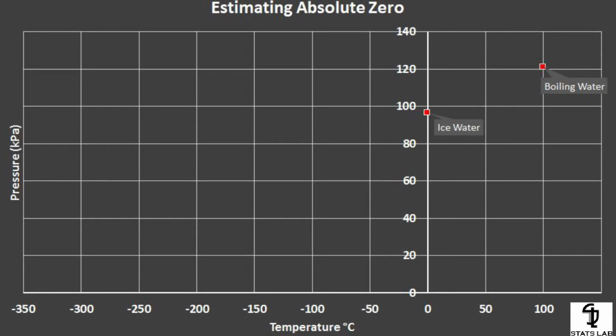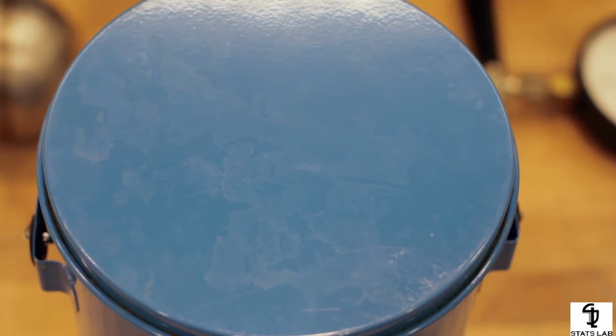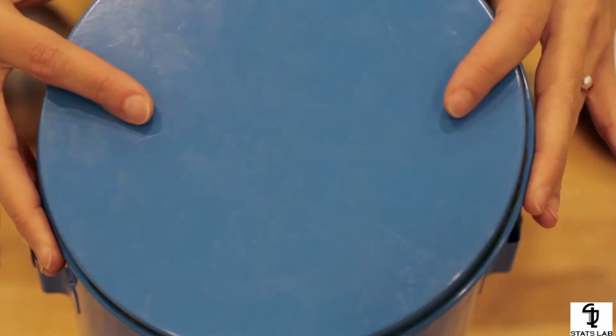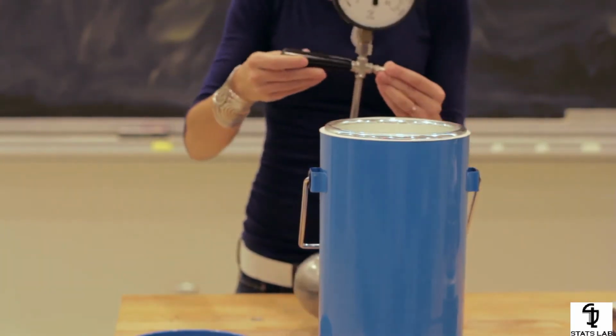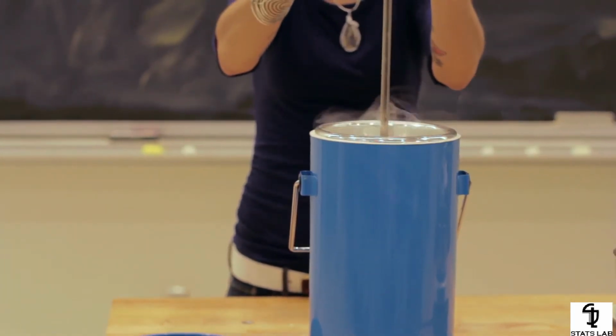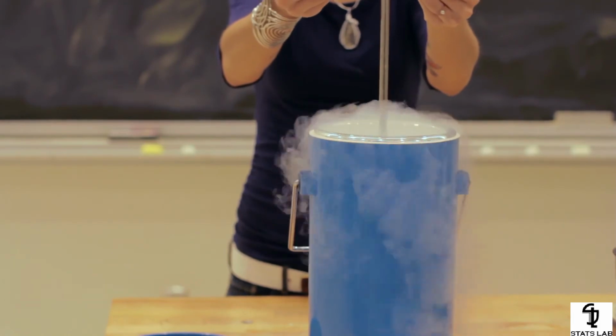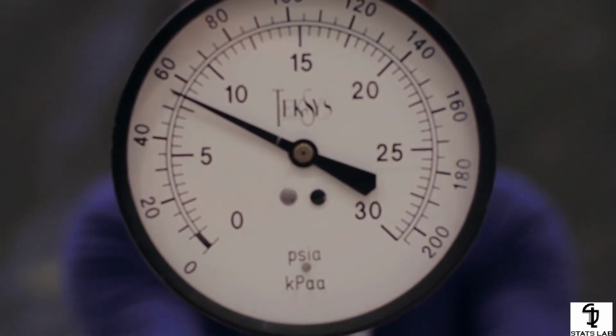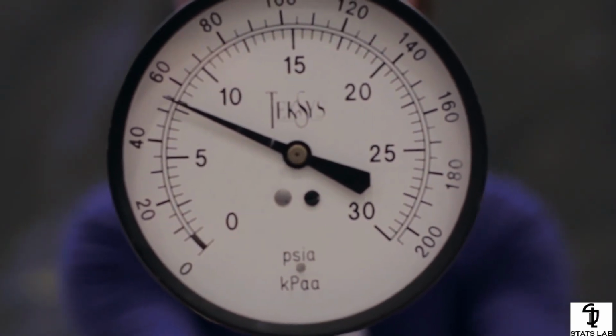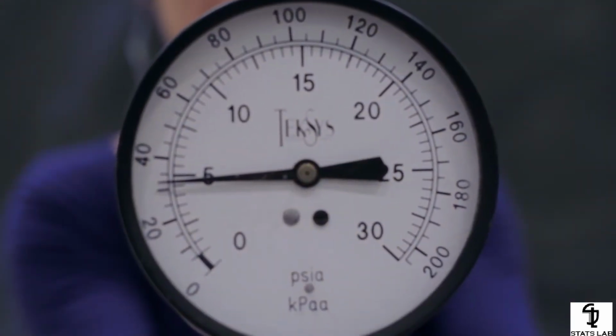Assuming a linear relation between pressure and temperature, like the ideal gas law, we would expect an additional data point to fall on a line connecting these first 2 points. Lastly, we place the bulb in liquid nitrogen, which boils at negative 196 degrees Celsius. We allow the gas in the bulb to reach negative 196 degrees Celsius and read off a pressure of 33.5 kilopascals. Again, a lower pressure is obtained, as expected.